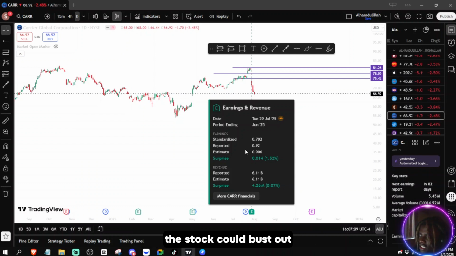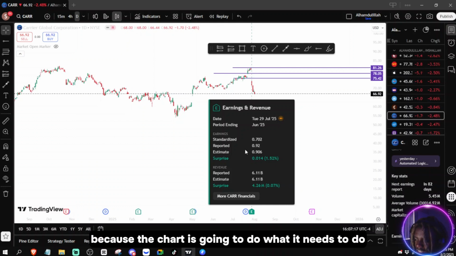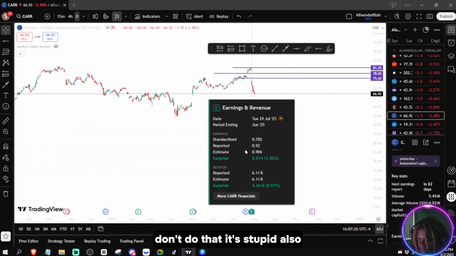The stock could bust out. The stock could have made $10 zillion and the stock could still dump down because the chart is going to do what it needs to do. So don't ever try to buy an earnings contract before earnings trying to predict financial data. Don't do that. It's stupid.